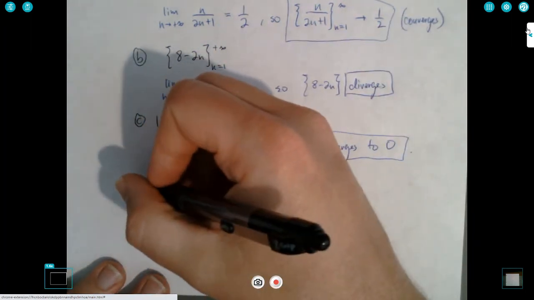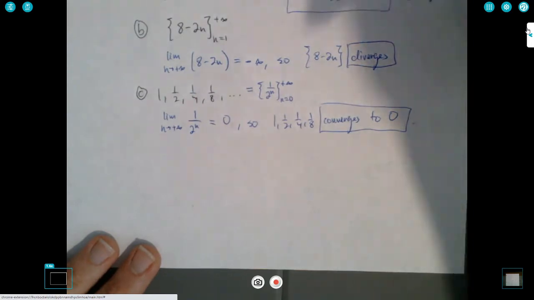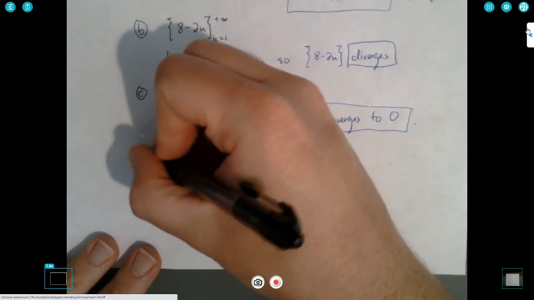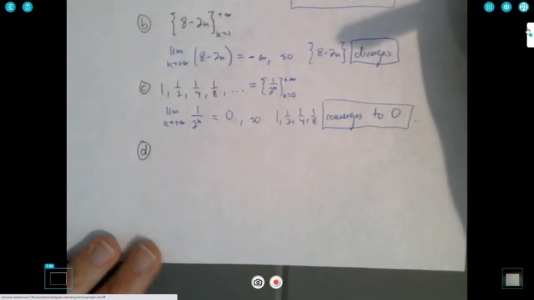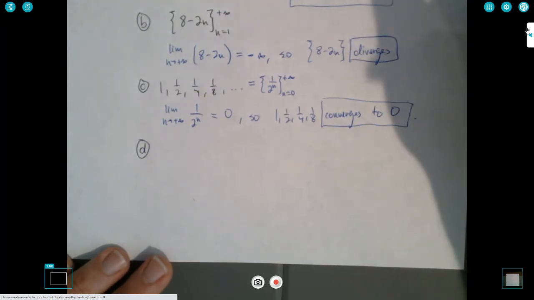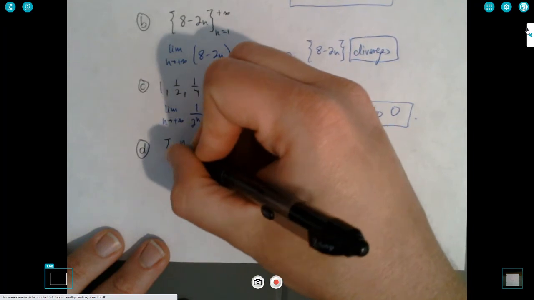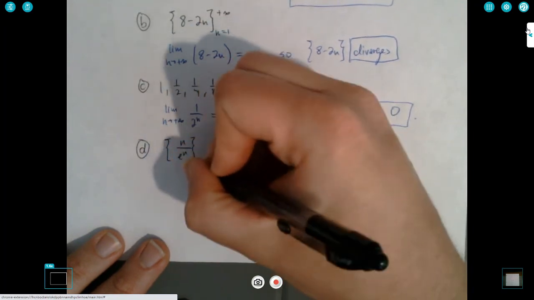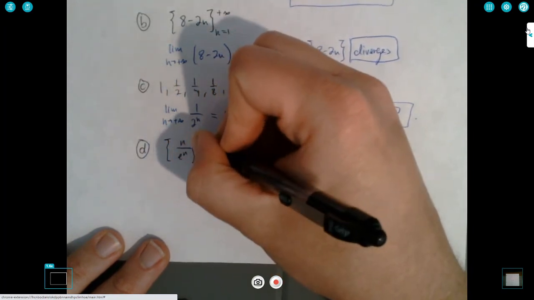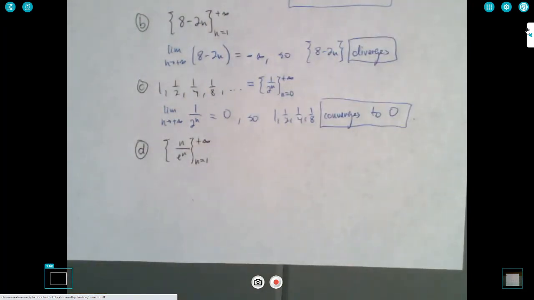All right, let me give you 2 more, hopefully more interesting ones. Let's do n over e to the n from n equals 1 to positive infinity. Go ahead and give the video a pause, see if you can figure out if that one converges or diverges.